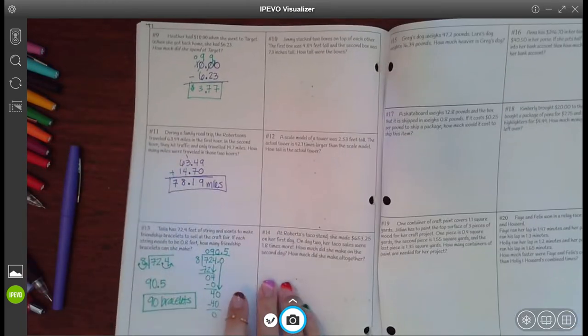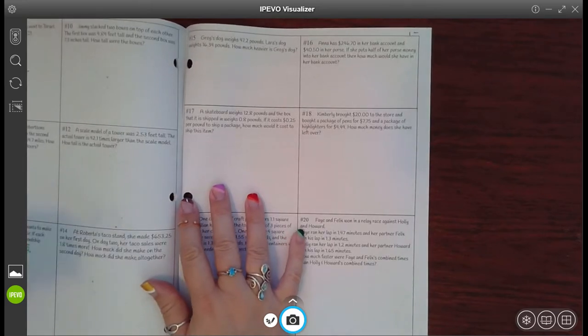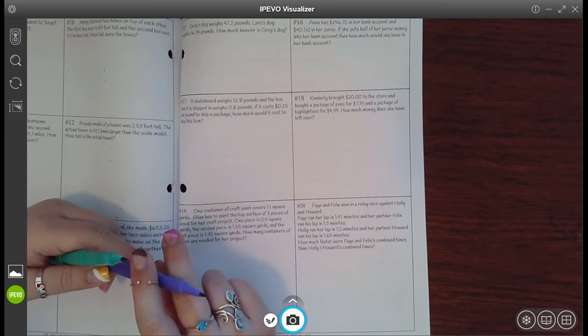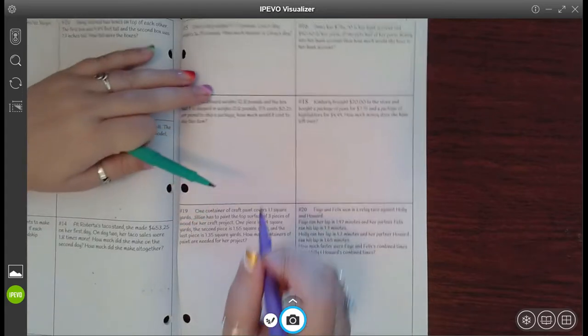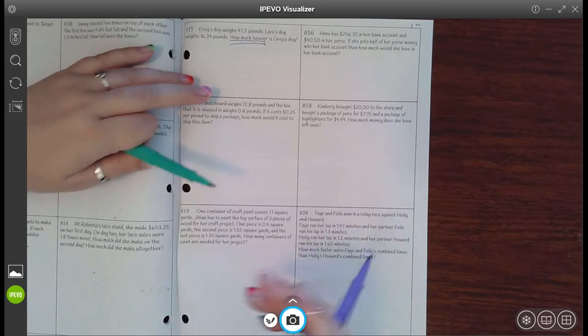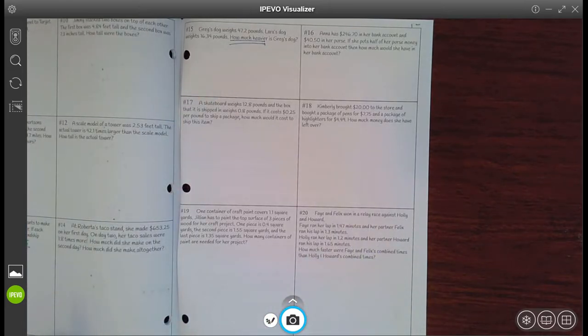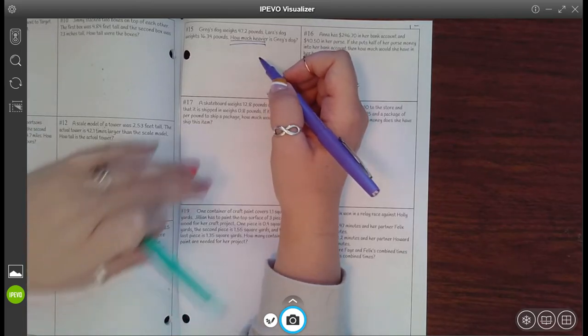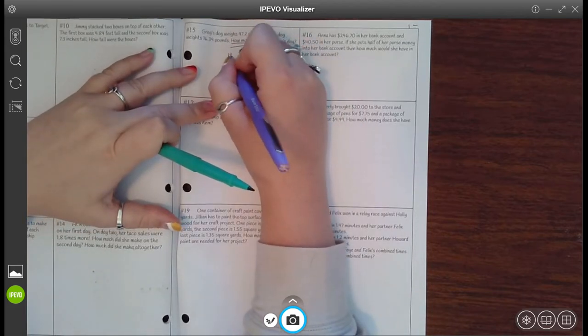Let's go ahead and move on to problem 15. Problem 15 says Greg's dog weighs 47.2 pounds. Laura's dog weighs 16.34 pounds. How much heavier is Greg's dog? What do you think? Add, subtract, multiply, or divide? Hopefully you said subtract, because how much more, how much further, how many more than, how much heavier, those are all indications that we should subtract. You're trying to find the difference between the two dog amounts that they weigh.